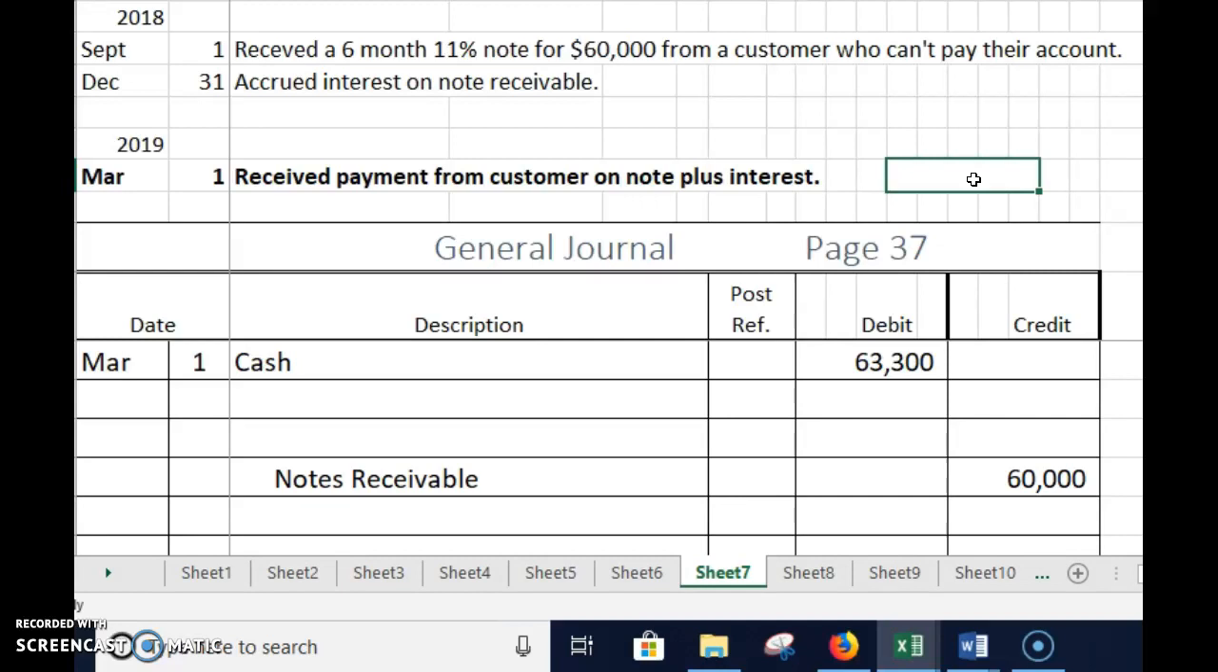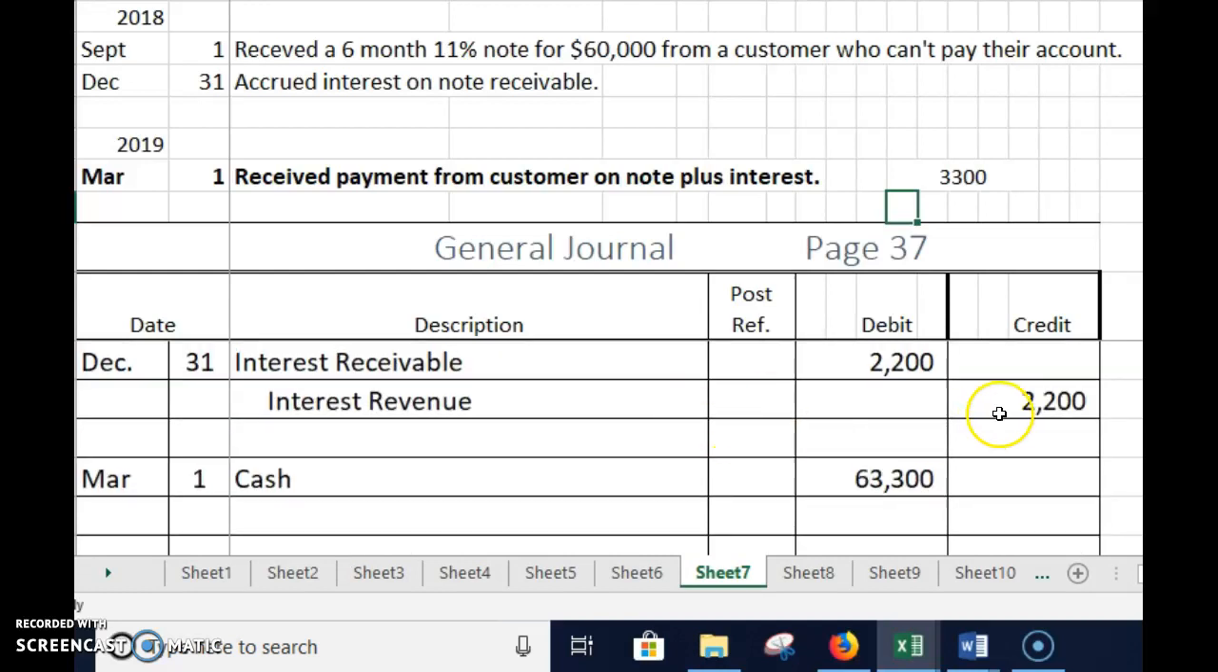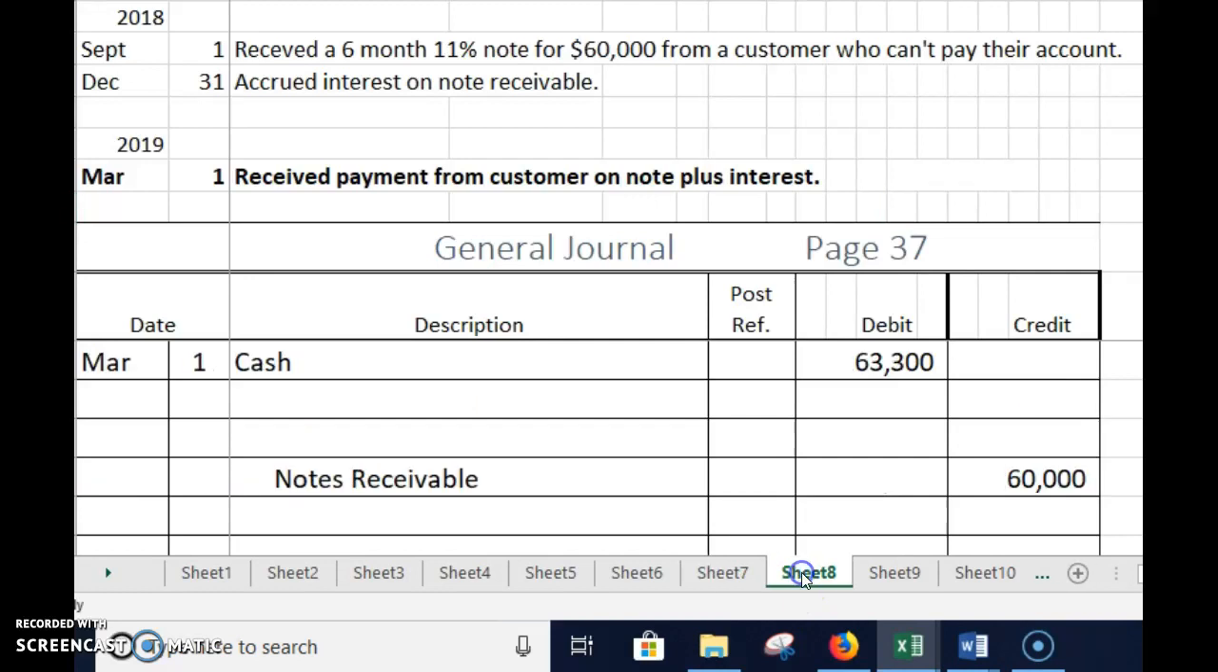So we can see that works out to be $3,300, and we calculate that by taking the $60,000 times 11%. That'll give us a whole year of interest, and then multiply that by 6 divided by 12, because they owe us only 6 months of interest. So that's the $3,300. The $60,000 on the note plus the $3,300 in interest means we're collecting cash of $63,300. Now, that $3,300 is the interest revenue we earned over the whole 6 months, but we've already reported $2,200 as interest revenue. And at the end of 2018, we said we were owed $2,200 as interest receivable. It's not owed to us anymore because now we're collecting in full from our customer. So we need to credit interest receivable for the $2,200 because it has a debit balance and it's not owed to us anymore.